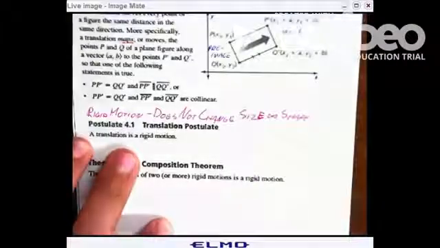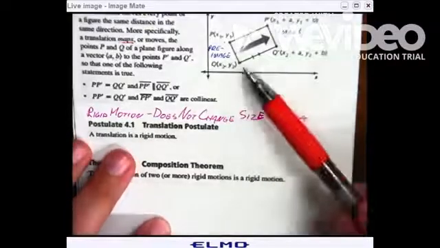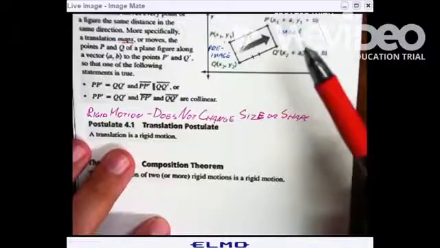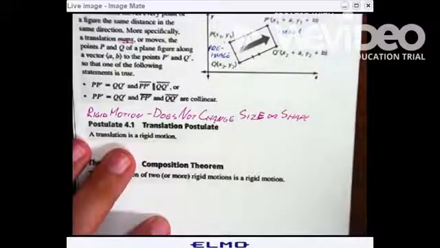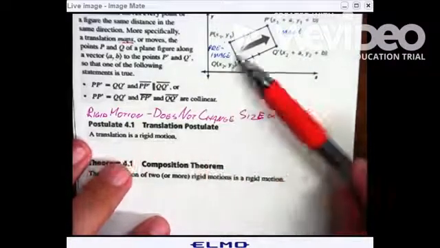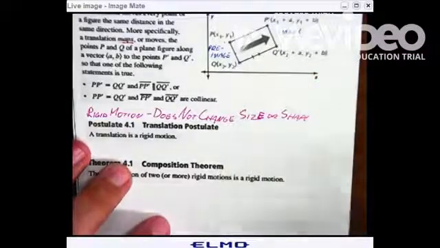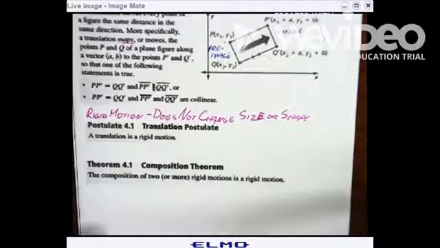All right. And so if the pre-image and the image are the same size and the same shape, that means that they are congruent. Okay, so a translation, it's a rigid motion, which means that the image is going to be congruent to the pre-image. All right. Next, the theorem down here, this is a composition theorem.